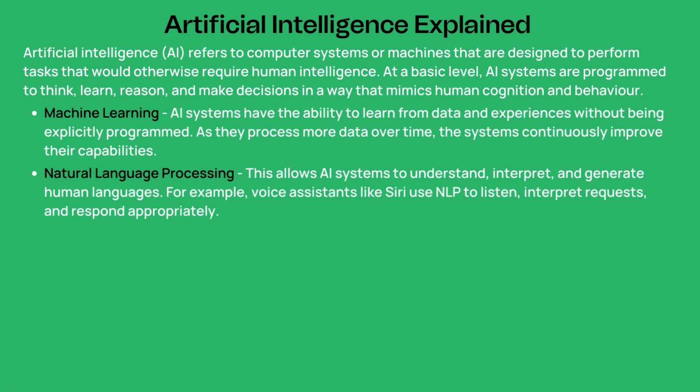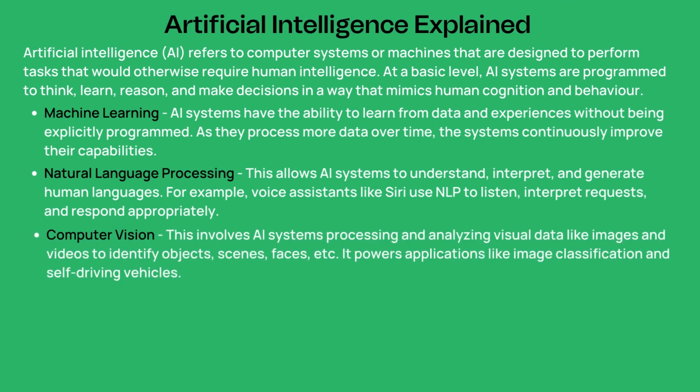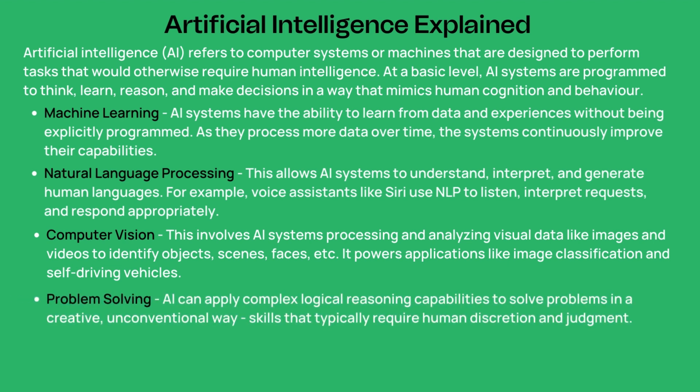Next key aspect is computer vision. Now, this involves AI systems processing and analyzing visual data, that'll be like images and videos, to identify objects, also scenes and faces, and so on. It powers applications like image classification and self-driving vehicles. Lastly, we have problem solving. AI can apply complex logical reasoning capabilities to solve problems in a creative, unconventional way. Skills that typically require human discretion and judgment.